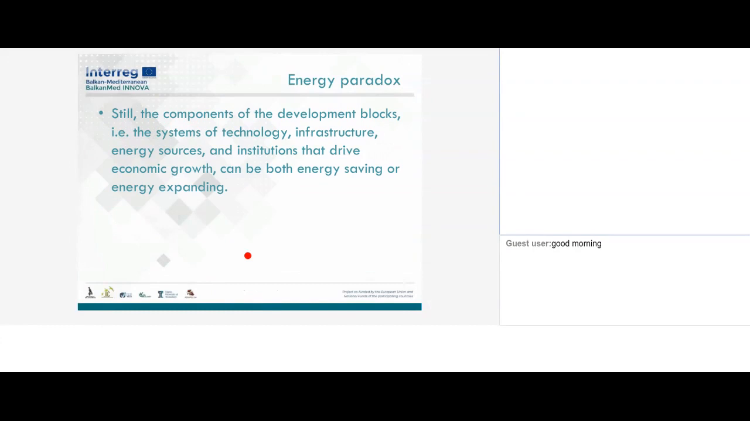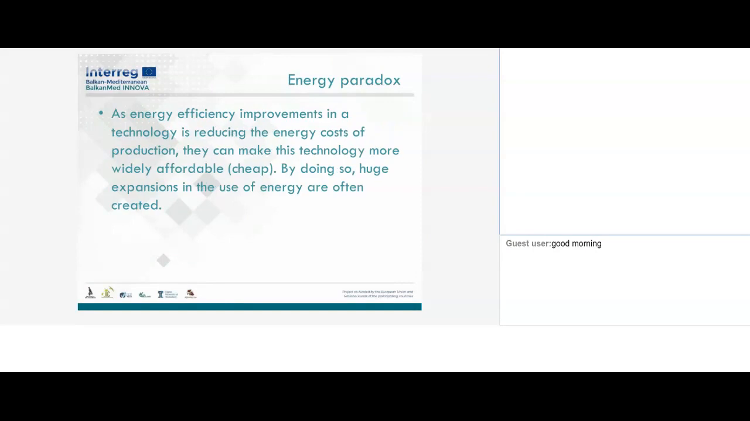Still, besides these energy efficiency and energy conservation efforts, if we are trying to follow these practices without thinking about what we are doing, we can end up with an energy paradox. The components of, as we say, the development blocks are the whole systems of technology, the systems of infrastructure, energy sources, institutions. It's the whole system that drives economic growth. This system can be at the same time or at different times both energy saving or energy expanding. And you all know that at least our system in capitalism has this tension of being expanding in various aspects. So what is this energy paradox?